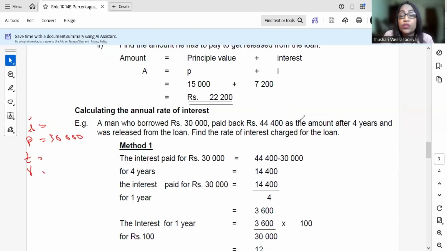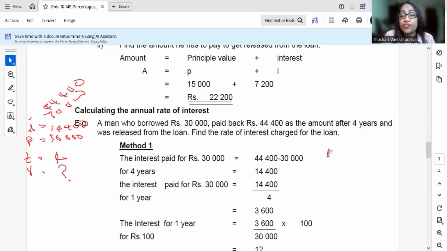Paid back 44,400. That is not the principal. What is I? Paid back 44,400 is the total amount, principal amount plus interest. Then, to get the interest, 44,400 minus 30,000. There you get 14,400. That is the interest. After 4 years, he was released from the loan. Find the rate.